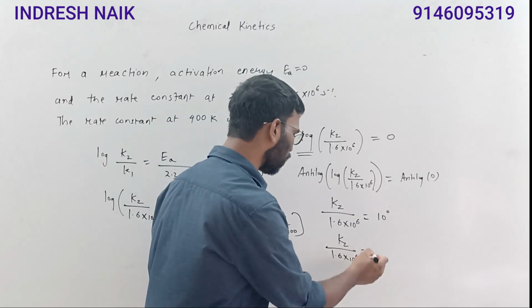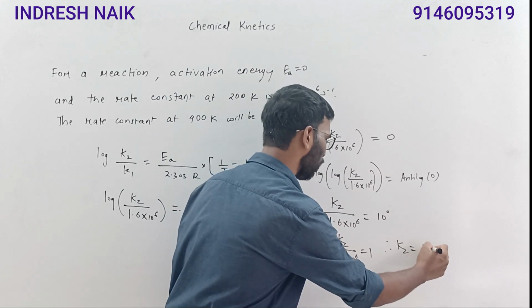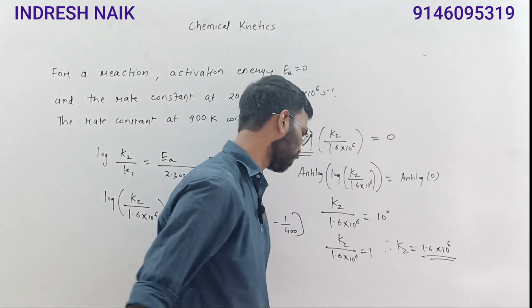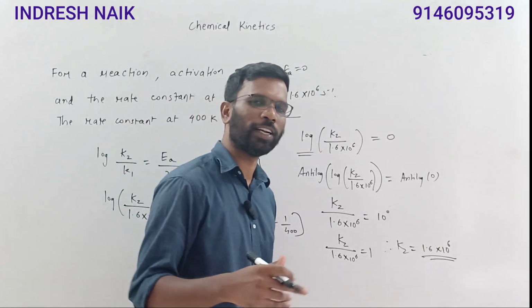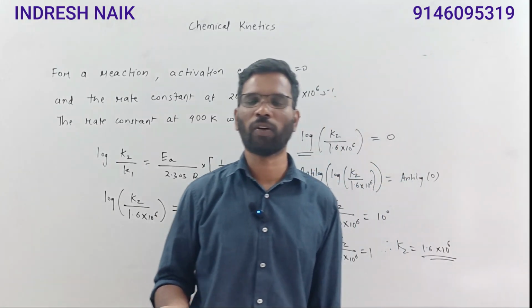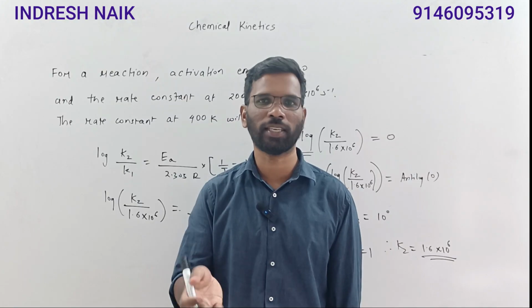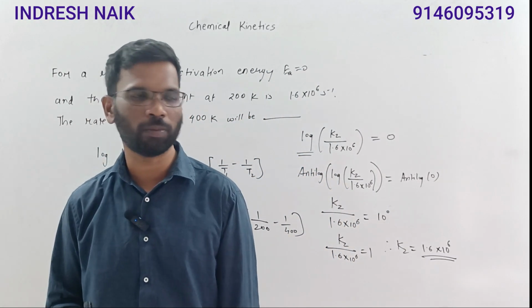Anything raised to 0 is what? 1. Therefore, K2 is equal to 1.6 into 10 raised to 6, the same as K1. So we have to understand that when activation energy is 0, there won't be any effect of temperature on the rate constant, meaning the rate of reaction is independent of the temperature. Okay, we'll stop this class over here.